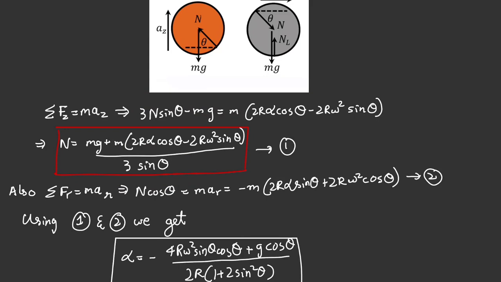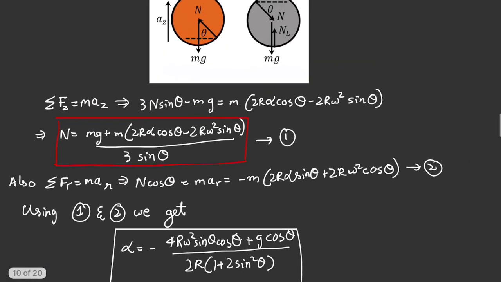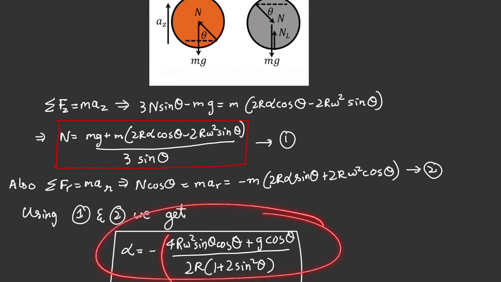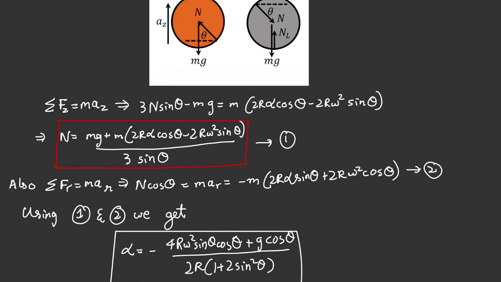Now we write the FBD of the bottom balls. The radial force is nothing but just N cos theta. That's it. There's no other radial force. mg is in the vertical direction, and the normal force from the ground is also in the vertical direction. So N cos theta is nothing but ma in the radial direction, which is minus m times 2r alpha sin theta plus 2r omega square cos theta. This is equation 2. Solving both, putting N in this, we would get alpha is nothing but minus of 4r omega square sin theta cos theta plus g cos theta, by 2r into 1 plus 2 sin square theta.